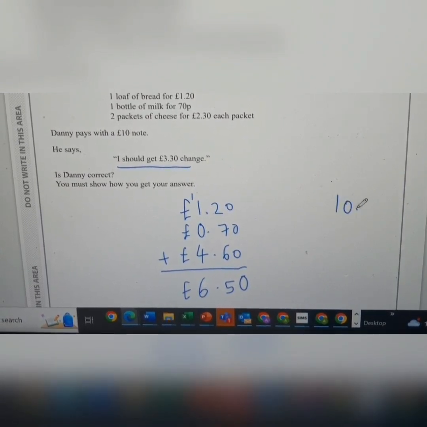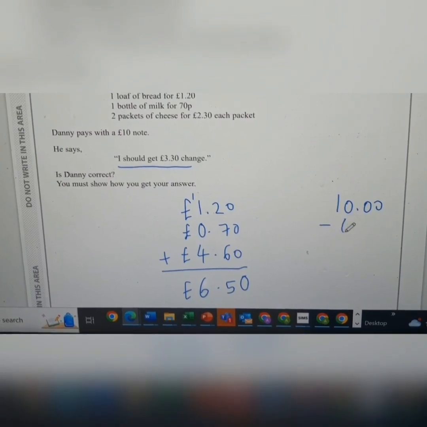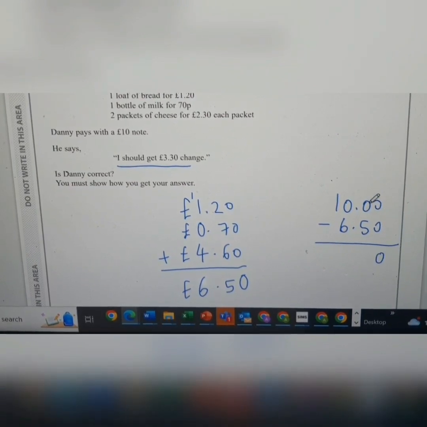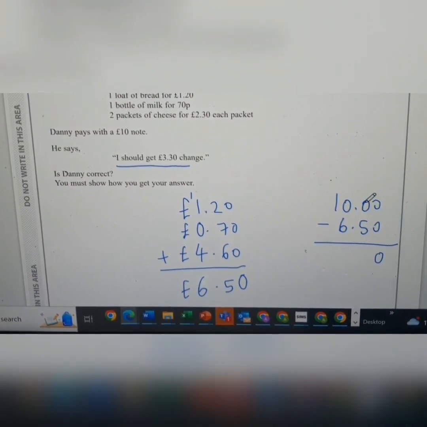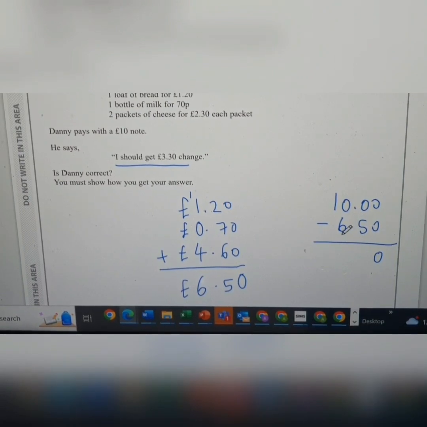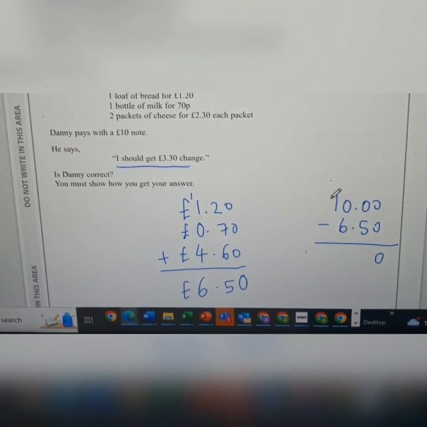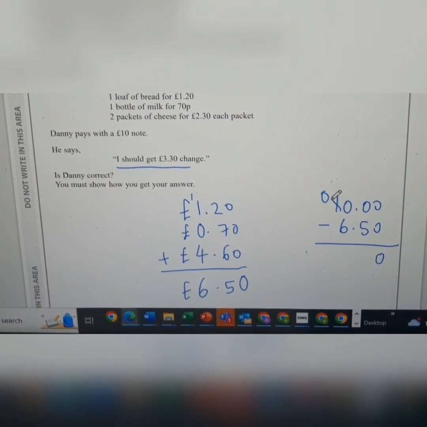He pays with a £10 note. So we're going to take £6.50 away from £10. 0 take away 0. We can do that. 0 take away 5 is going to go into negatives, so we're not going to do that. 0 take away 6, that's going to go into negatives as well, so you're not going to do that. You're going to take 1 away from 1. That's going to be 0.